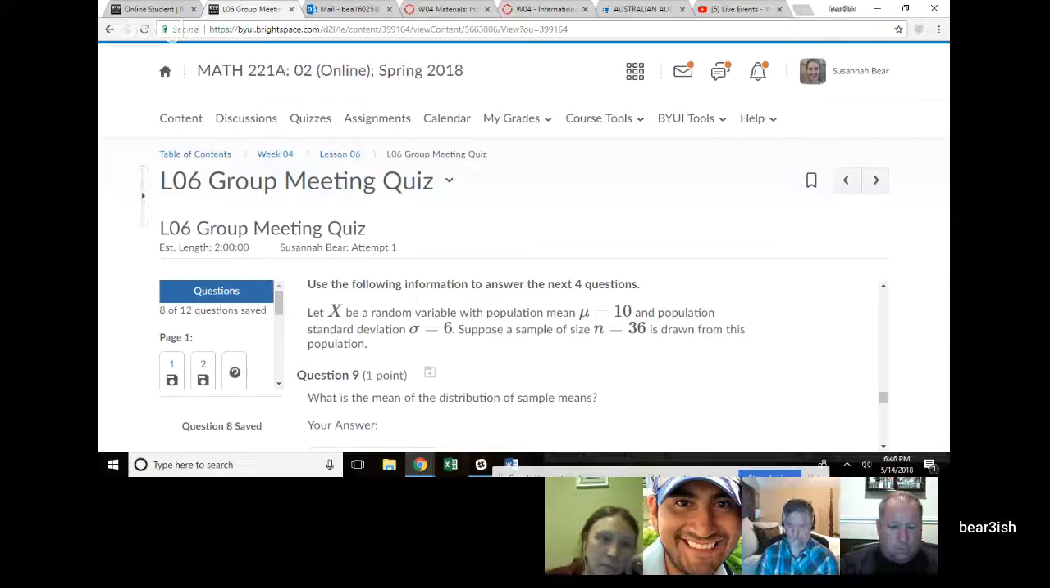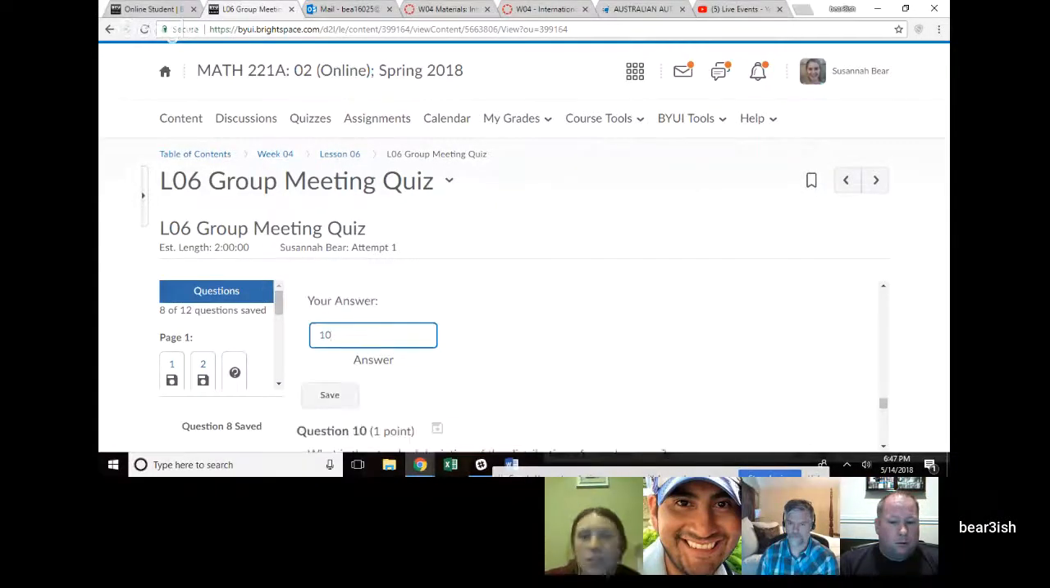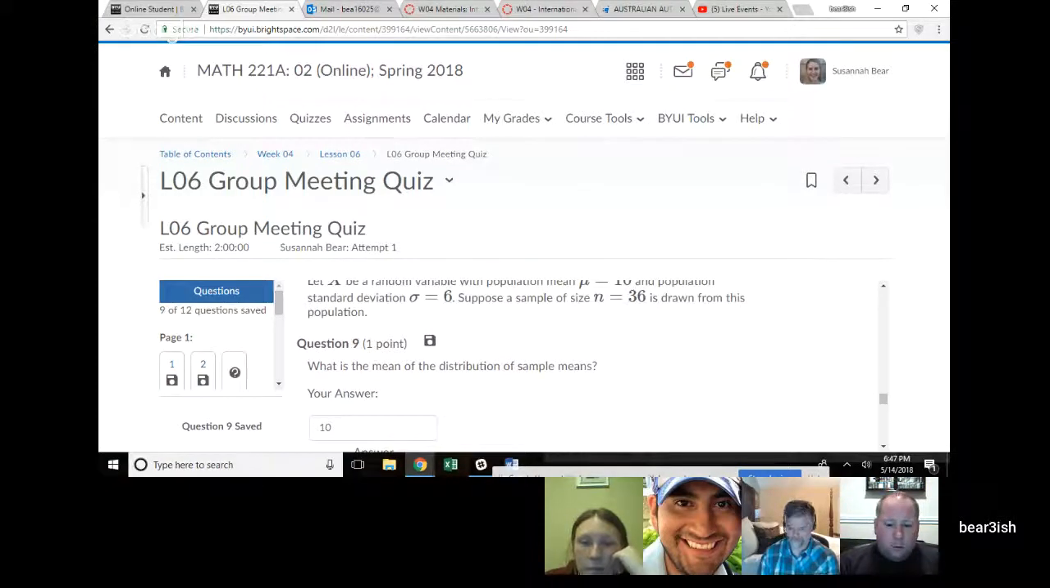Awesome. So question 9, let X be a random variable with the population mean mu of 10, population standard deviation of 6. Sample size is n equals 36 and is drawn from this population. So what is the distribution of sample means? The mean of the means is the mean. So it's just 10. Yep.